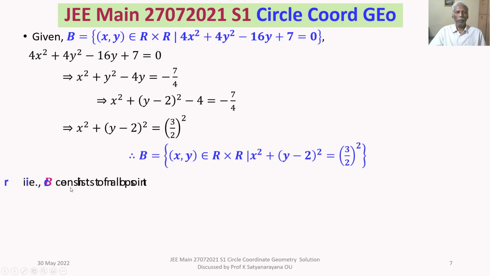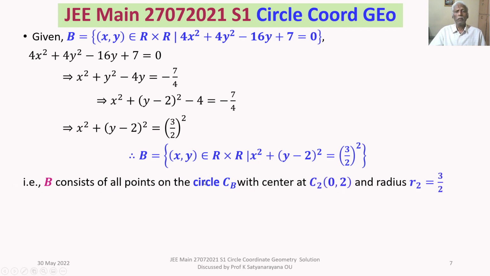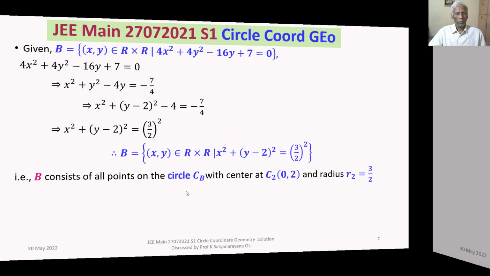What is this? B consists of all points on the circle C_B, with center C2 at (0, 2) and the radius R2 equal to 3/2. Let's get into the third set.